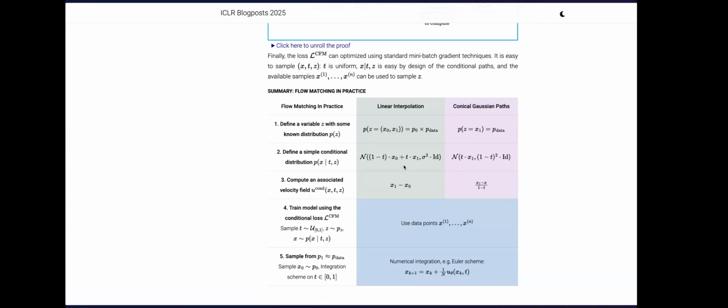So this is tied to a conditional velocity field. So we know for linear interpolation, that's x1 minus x0, moving on the joining line between x0 and x1. We have this equivalence for the conditional Gaussian path as well. And then what does it mean to train a model, to train a flow matching model?